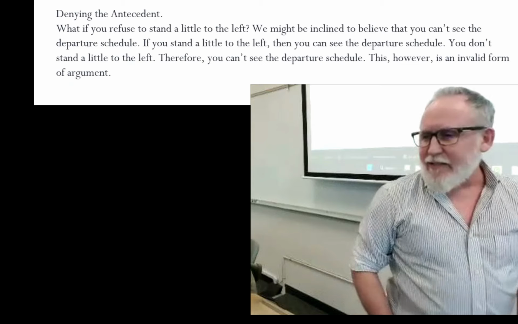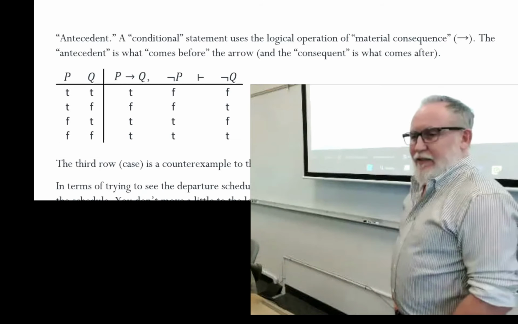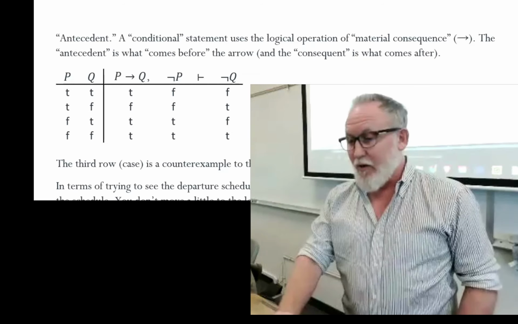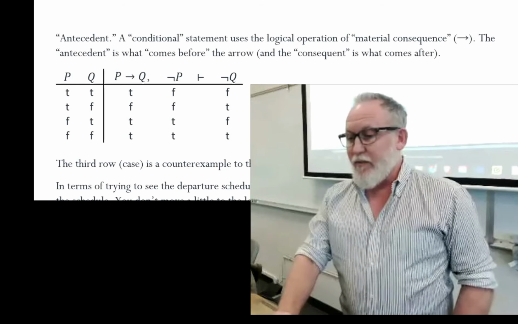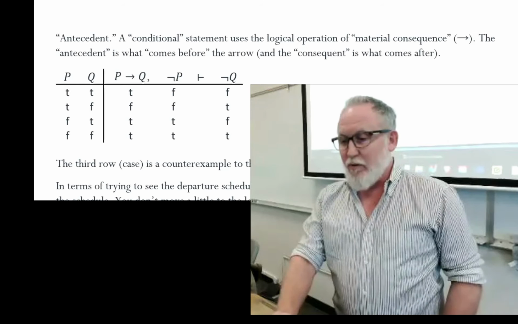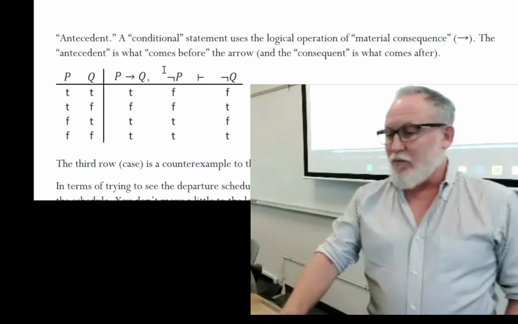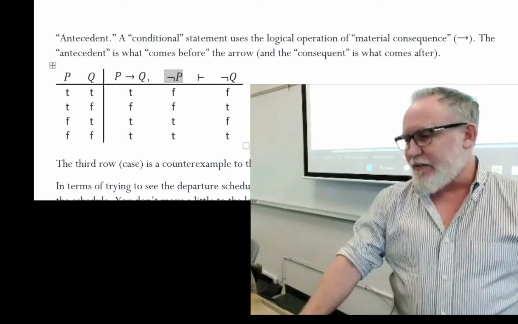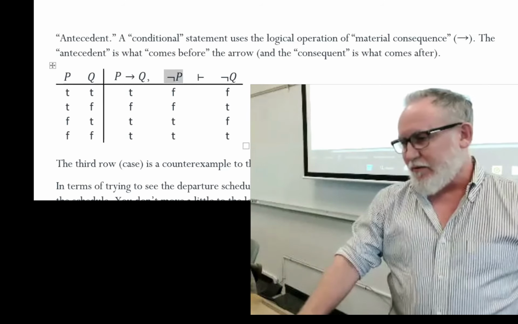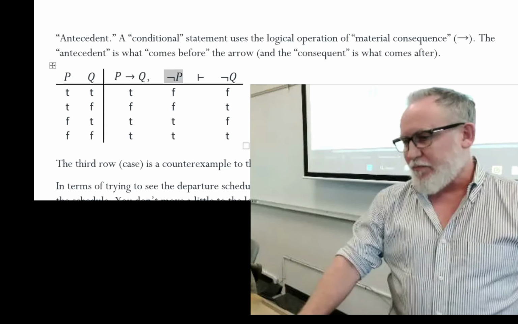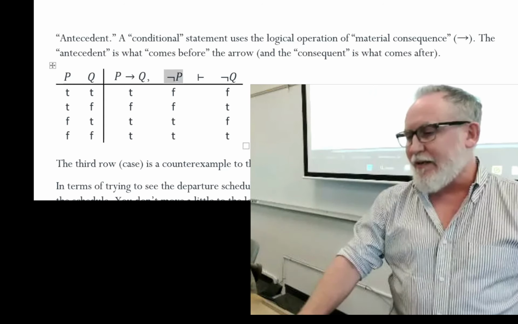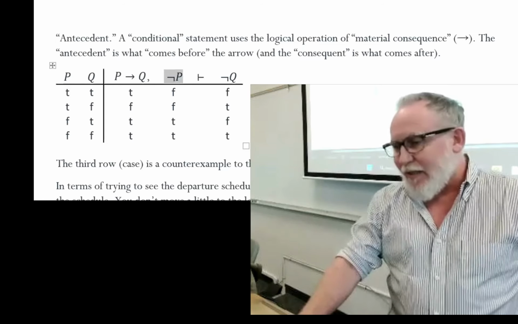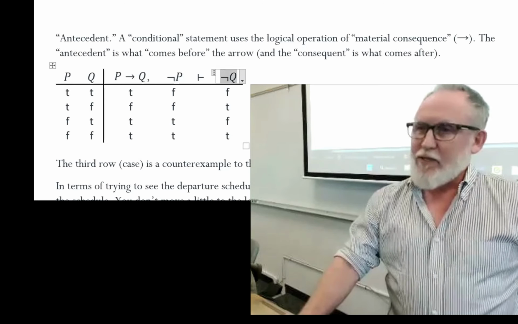Now it's called denying the antecedent because a conditional statement, using material consequence, using the arrow, has two parts: the antecedent, which comes before, and the consequent, which comes after. If we deny the antecedent in our second premise, we get this form. In modus ponens, we had no negation here, so we're putting a negation in there, and then sometimes we're inclined to think, oh, then Q must be negated.